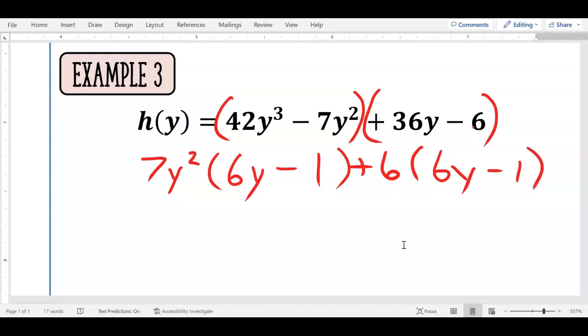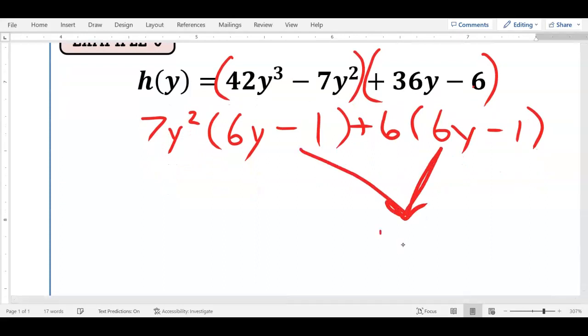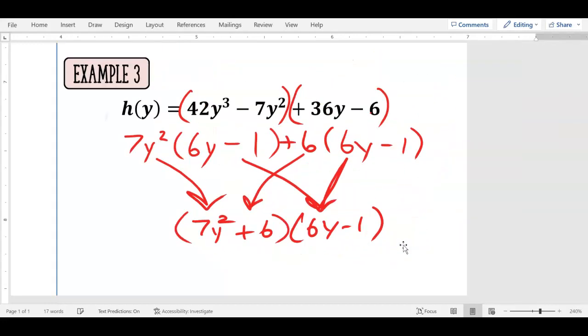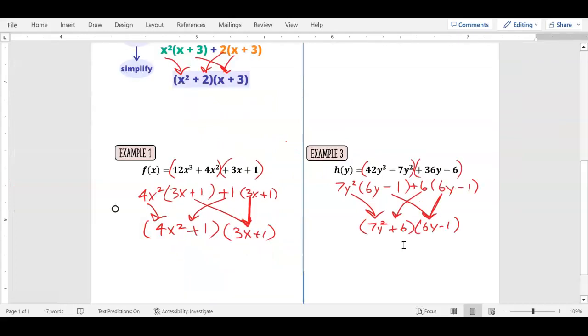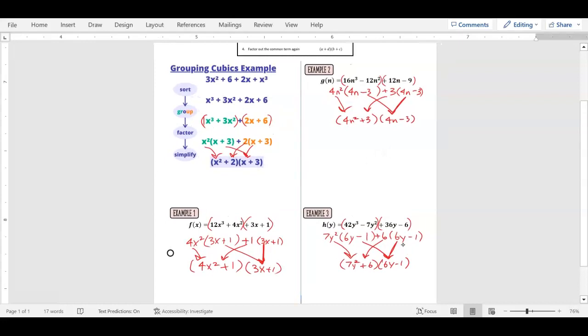Do my two parentheses match? Yes. They do match. So again, the matching ones come down here. So 6y minus 1. And then my other parentheses next to it is going to have these outside coefficient terms. 7y squared plus 6. This is the essence of what you're doing on your assignment today.